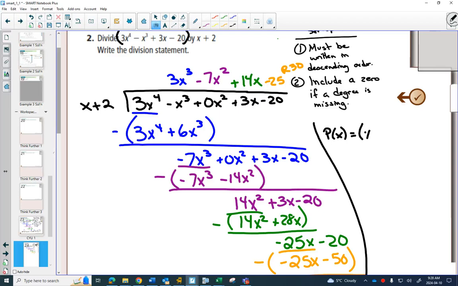you divided by x plus 2, that's my d, my quotient, my q, is 3x cubed minus 7x squared plus 14x plus 25. And then I had a remainder of plus 30. So I still have my polynomial, I still have my d times q, and I still have my plus remainder.